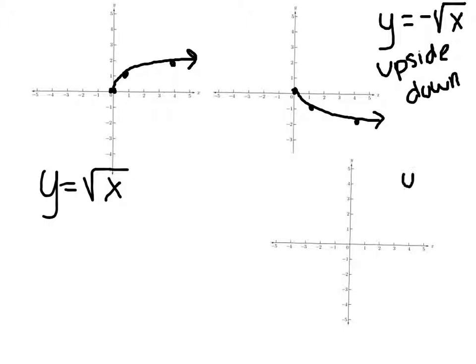What about when I put a 2 in front of it? A 2 in front of it makes everything twice as tall. So 0, 0, well, you can't get taller than 0 because you're at 0, but if 1 got twice as tall, it would be a 2, and if 2 got twice as tall, it would be a 4. So this graph is stretched vertically.